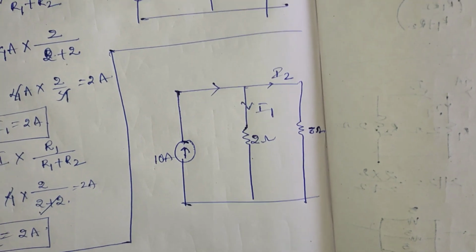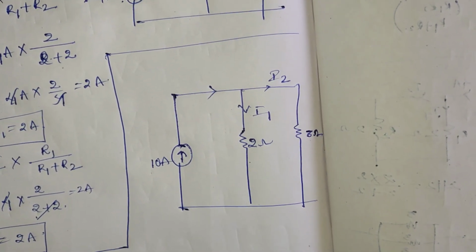So this is about current division and voltage division in a network. Okay, thank you.